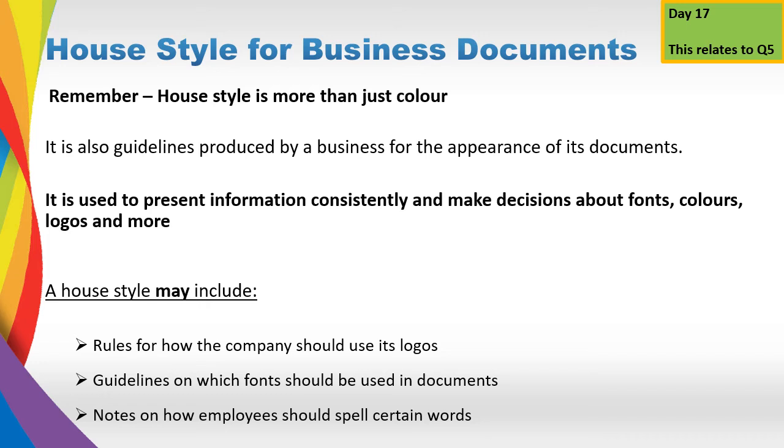So a house style is, like I say, more than just the colour. It's guidelines produced by a business for the appearance of its documents. So it's used to present information consistently, and it makes decisions about things like fonts, colours, logos and more. So it could include rules for how the company logo should be used. It could be a guideline of which fonts are allowed in which documents, and it could be notes on how to spell certain words. Like I said before, this could be relating to the strapline or motto of the business. It could be misspelled deliberately.